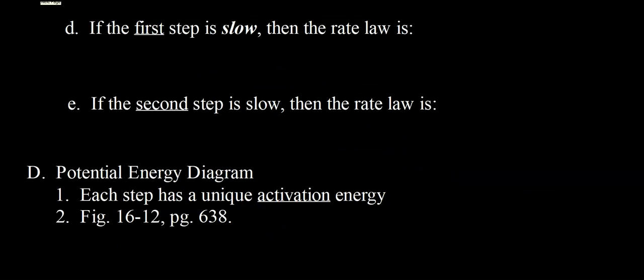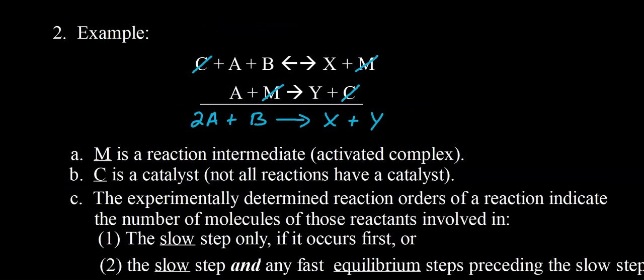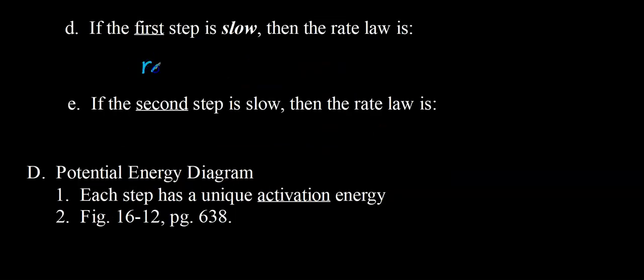For example, if the first step is slow, then that means the rate of the reaction, again, depends on that step, and the rate of that step depends on the concentrations of these three substances. Let me say that again. If the first step is slow, the first step is our rate determining step, that means it controls the overall rate of the reaction. And the rate of that step, how fast that first step goes, depends on the concentrations of C, A, and B. So that means then our rate law looks like this.